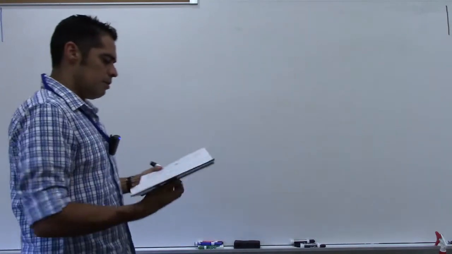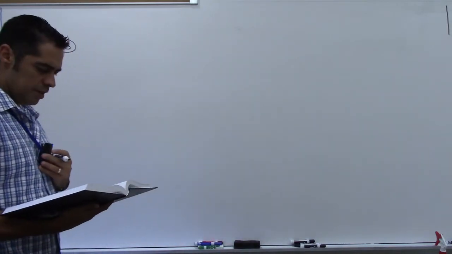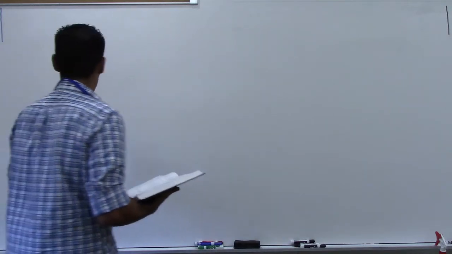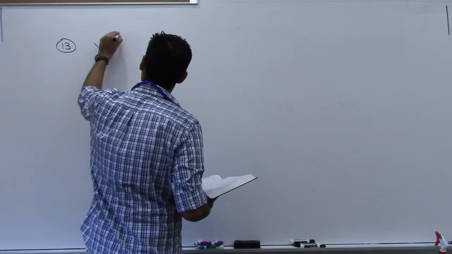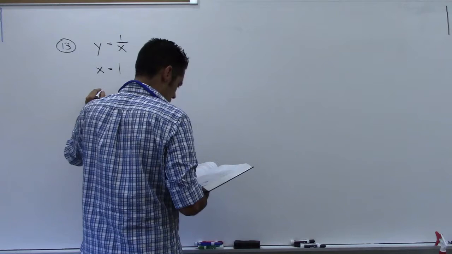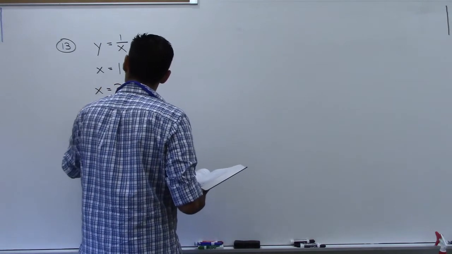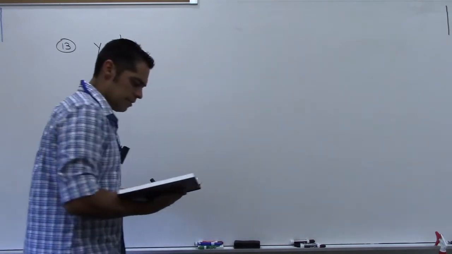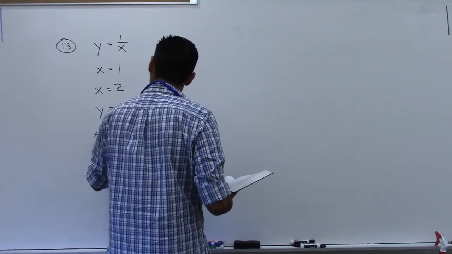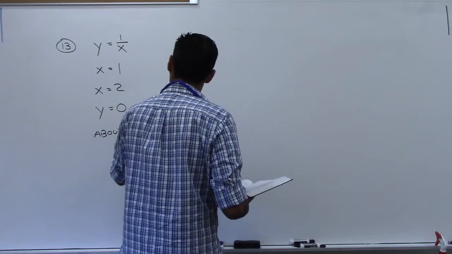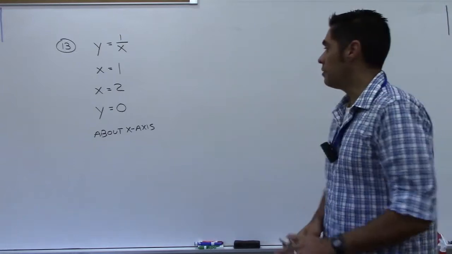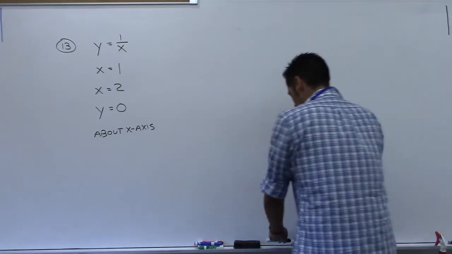So the region enclosed by the given curves is rotated about the specified line. Find the volume of the resulting solid. So y equals 1 over x, x is 1, x is 2, y is 0. So that's our region, and we're doing this about the x-axis. All right, so let's go ahead and start with our drawing.